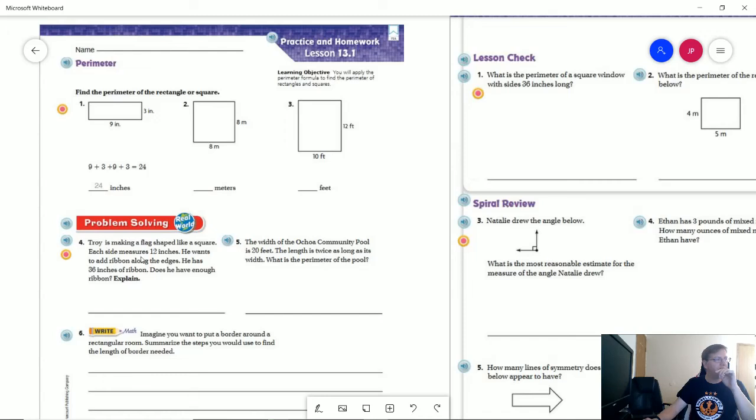For number 3, make sure that when you're working for this, that we are making a square here. And so you're going to take this measurement and multiply by 4 and see if that is going to be larger or smaller than the amount of ribbon that we have to work with.